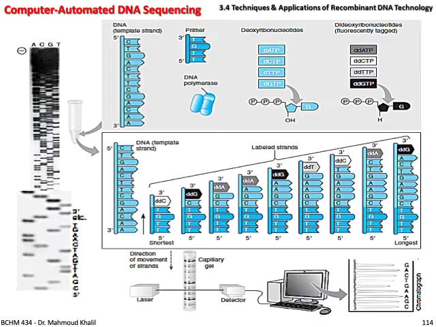Okay, so you have a laser. Another way of detecting, instead of doing the gel: if the nucleotides have been labeled with a fluorescent dye, you have a laser and detector, and that converts the signal into a computer signal, and you can see the sequence arise as peaks. That's computer automated DNA sequencing.